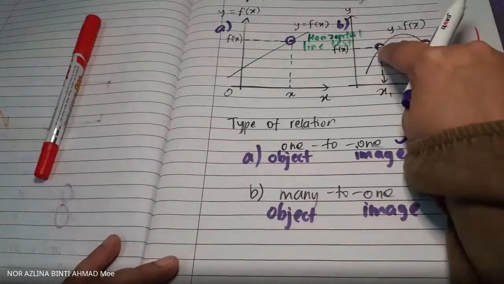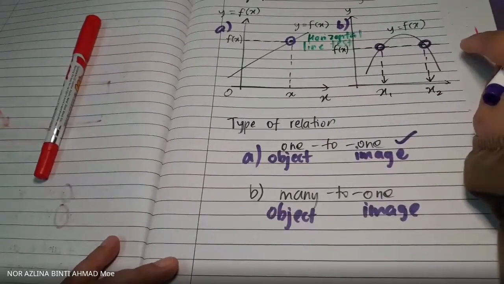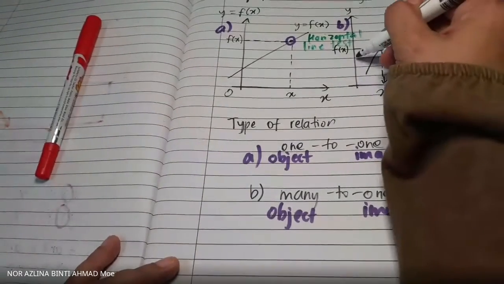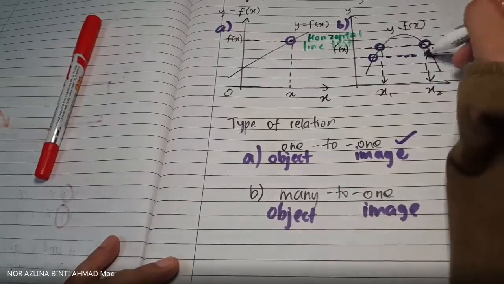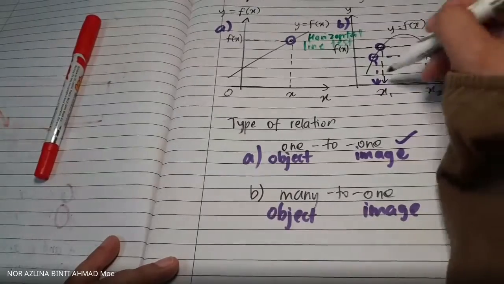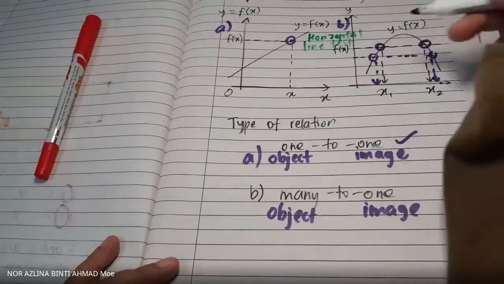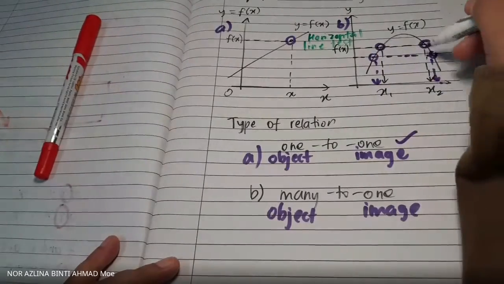Okay, macam mana kita nak dapatkan intersection point ini? Kita guna horizontal line test. Maknanya kalau you buat satu garis lurus lain, okay, you still get 2 intersection. Means we have 2 points of X, 2 values of X, and we have 1 point of Fx. Many to one. Many objects to one image.